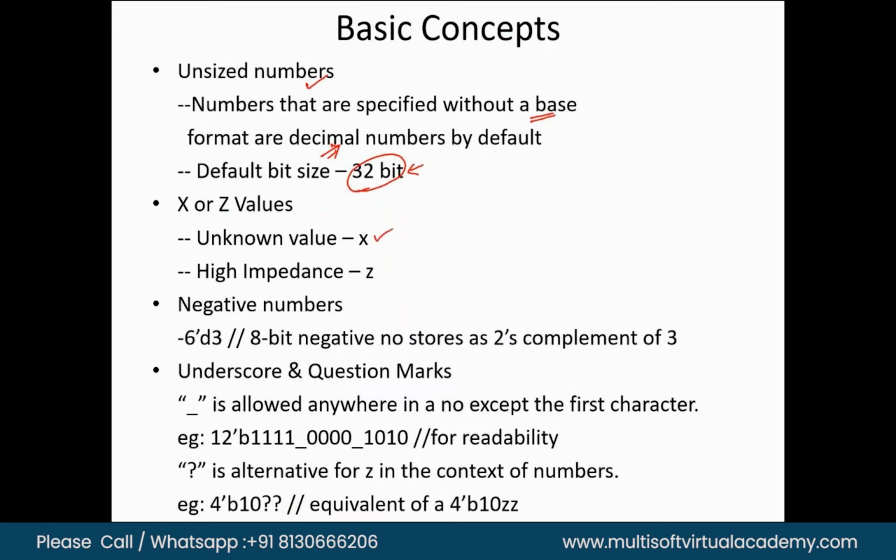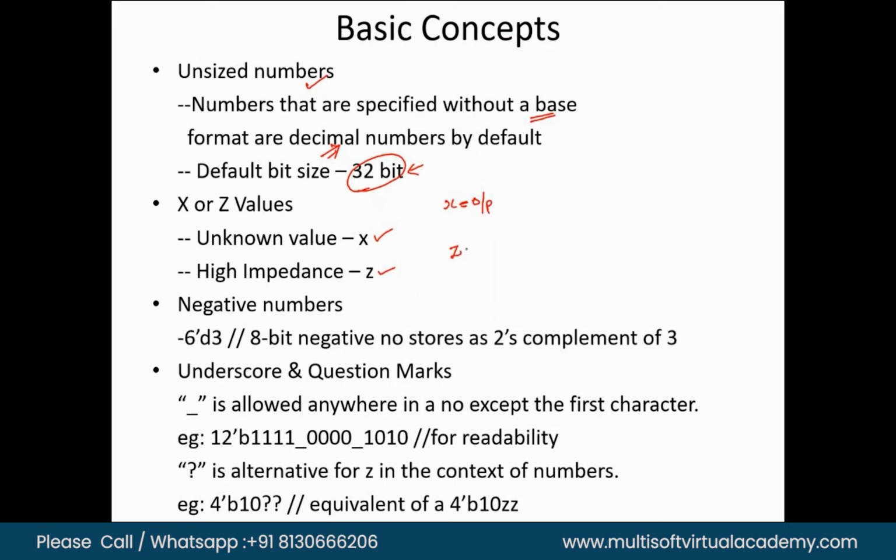X is nothing but an unknown value. Z is nothing but my high impedance value. So the unknown value is used to represent my output when you are simulating a program. Because only when I simulate the inputs, I will get to know what my output is. Until that, my output is unknown.